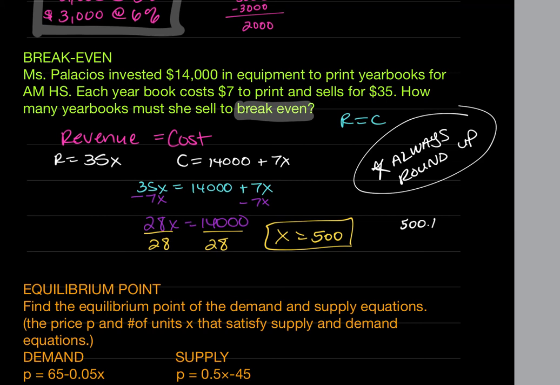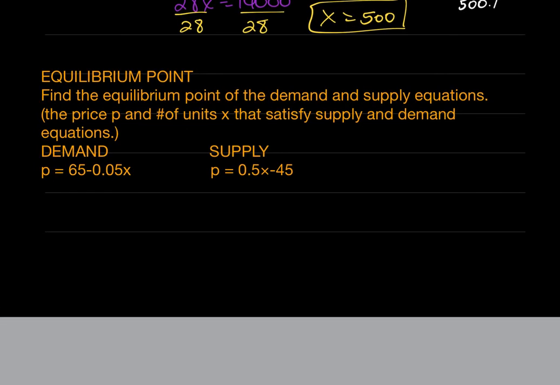For the revenue and the cost, the cost is always the investment plus how much you're selling. The cost is how much you're paying for the overall setup, plus whatever it costs to produce each one, and revenue is how much you're selling them for. All right, equilibrium point.